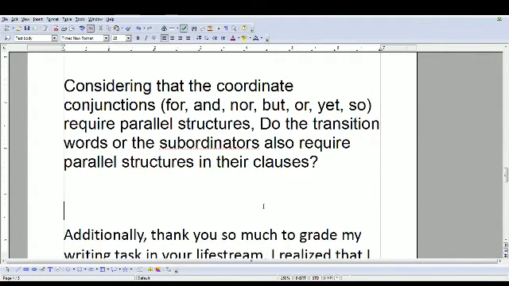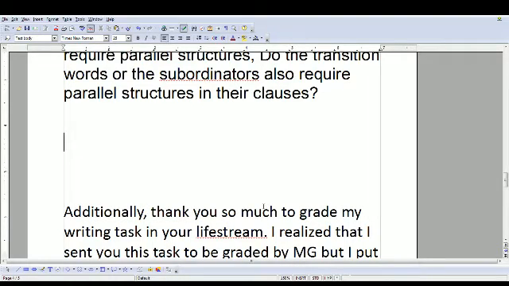So what you're saying is, if you said something like this, I like boating and fishing, right? Because I'm using the coordinator here, I want to have the same structure here and the same structure over here. So in this case, I'm using a gerund and another gerund. So it would not be parallel if I said this, right? I like boating and to fish. So you understand that coordinating conjunctions need to have parallel structures on both sides of those coordinators. But that's not really your question.